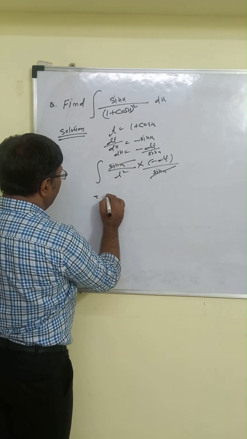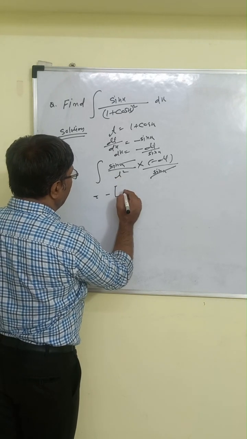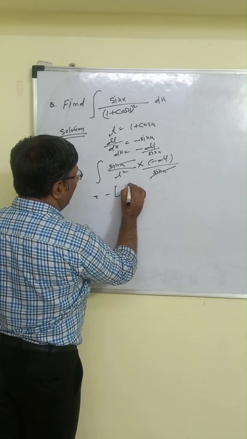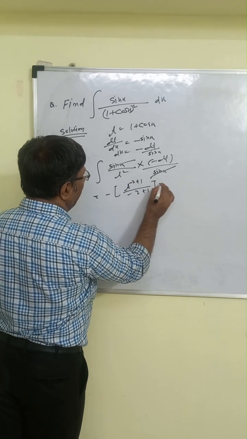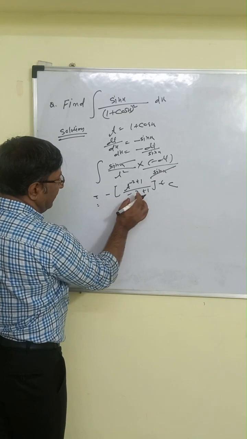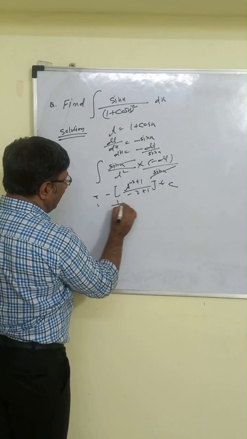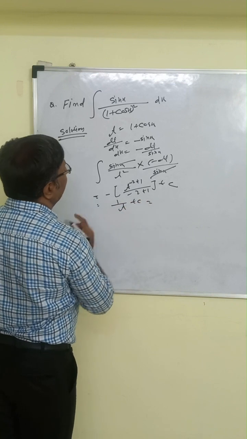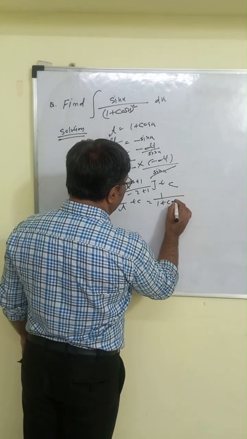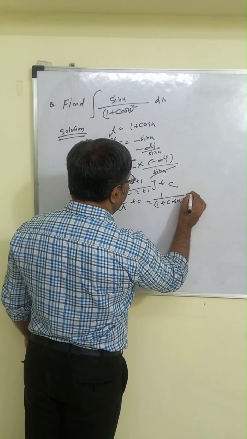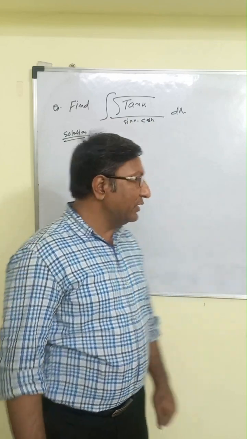So again, you know this is minus, and 1 by t square is t to the power minus 2. So by the formula, t to the power minus 2 plus 1 over minus 2 plus 1, plus c. So we will get minus 2 plus 1, which is minus 1, so minus minus is plus. So we will get 1 by t plus c. t is 1 plus cos x, so this is 1 by 1 plus cos x plus c. So this is our correct answer. Let us see the question.